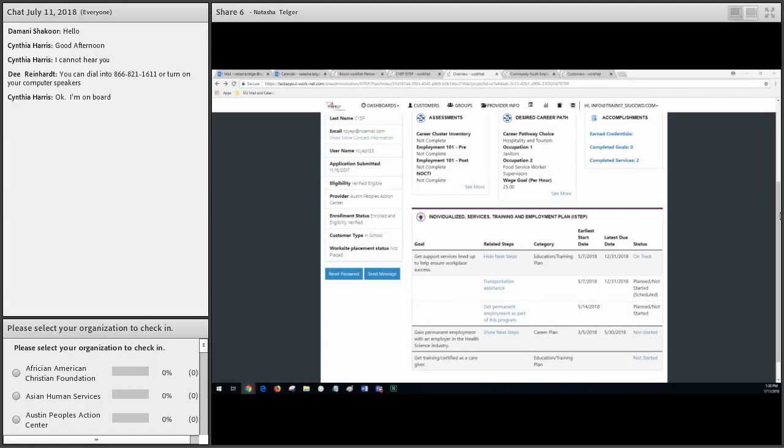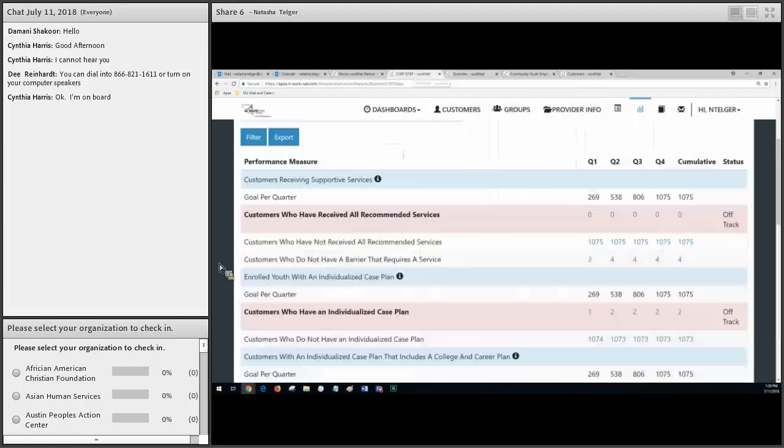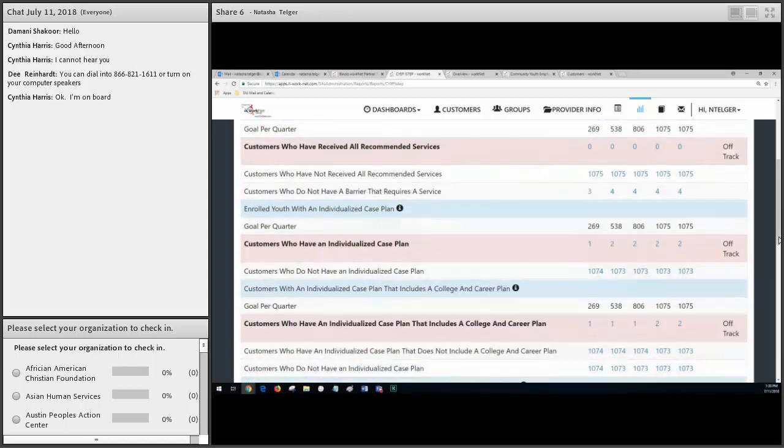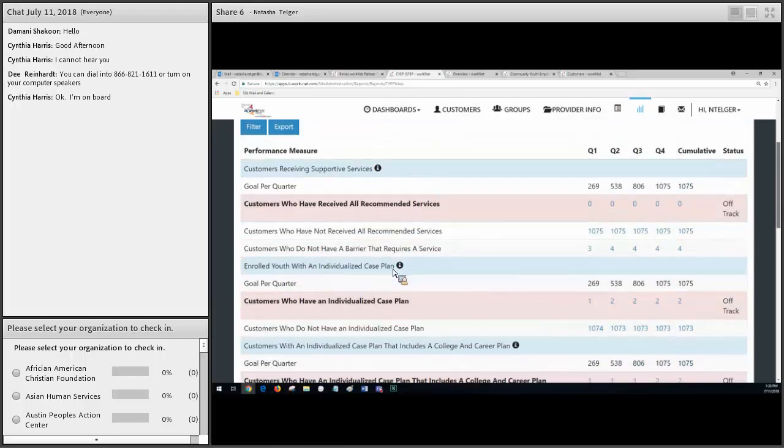Now, as I was talking this over with my programmer, I noticed that we have enrolled youth with an individualized case plan. Okay, and also Cody's going to add these lines here so it's easier to distinguish between these areas. But it says enrolled youth with an individualized case plan. And what does that mean?